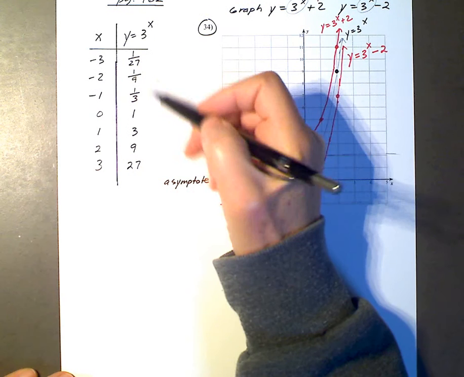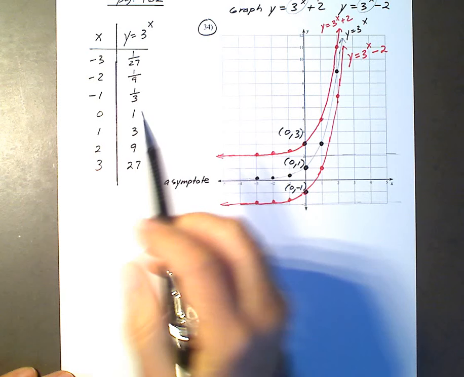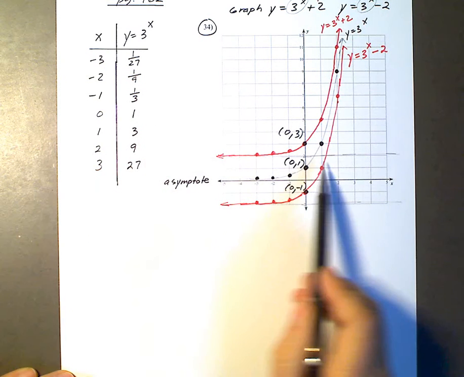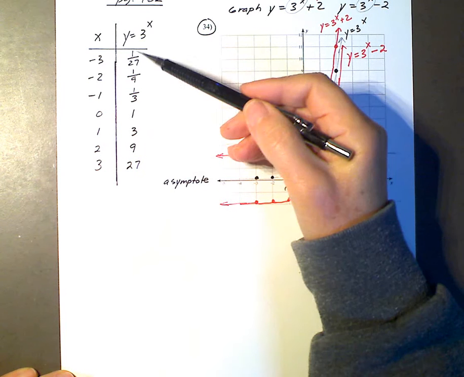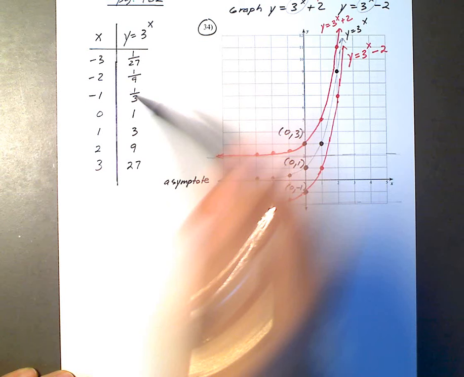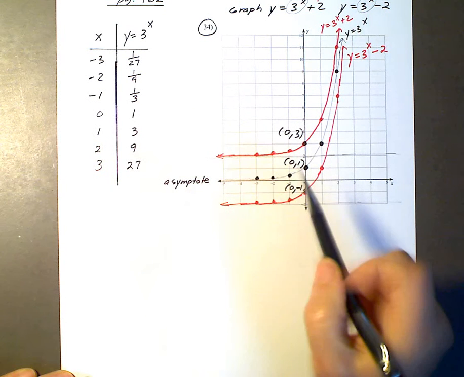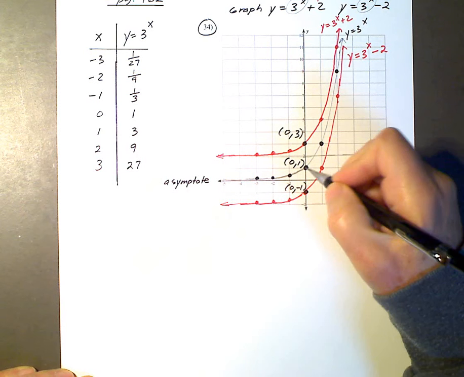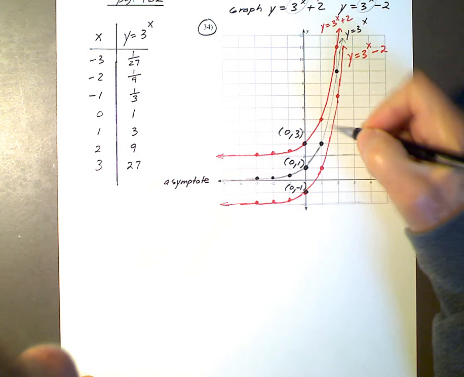So the first thing I did was just make an xy table with some x values near the y-axis and found y equals 3 to this power. So here are my y coordinates. Then I plotted these points, and I did them in pencil right here, and I'll sketch over this a little heavier. So that's my parent function.